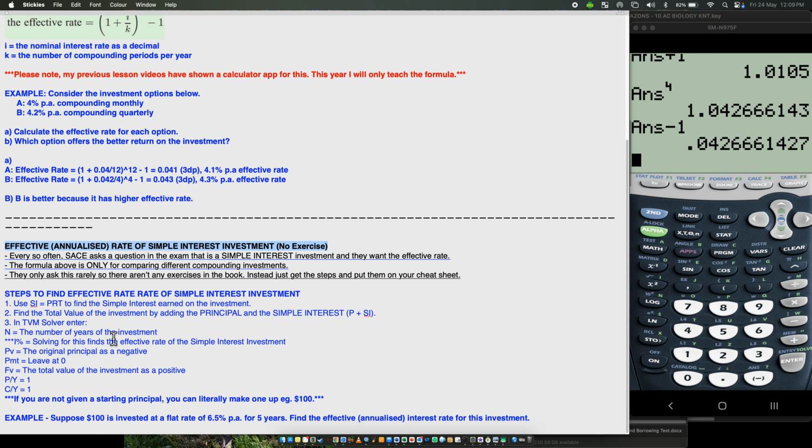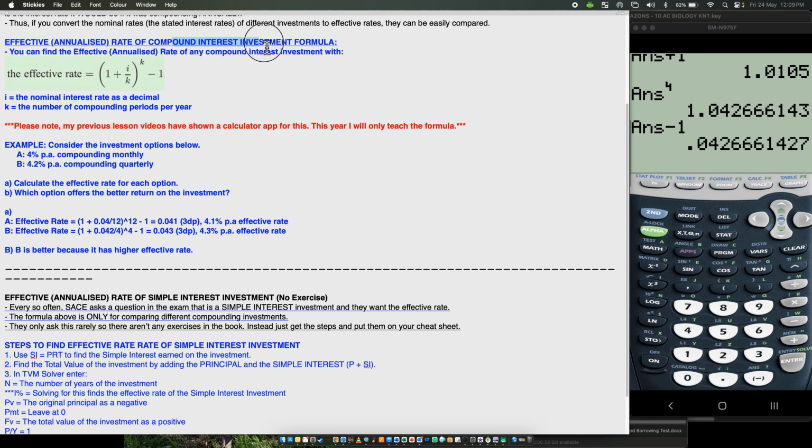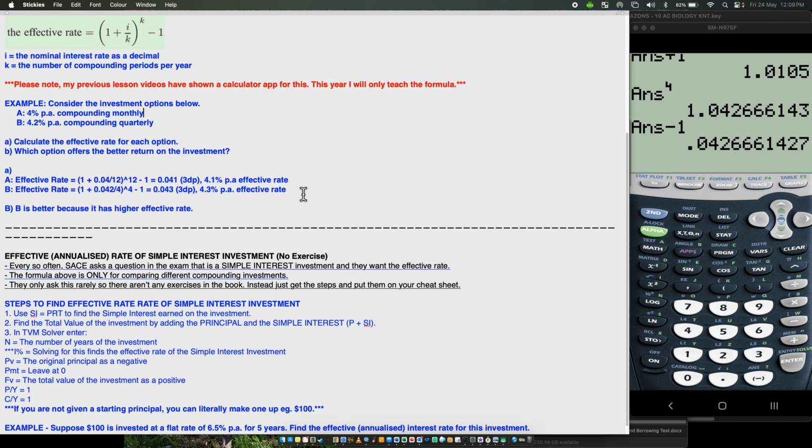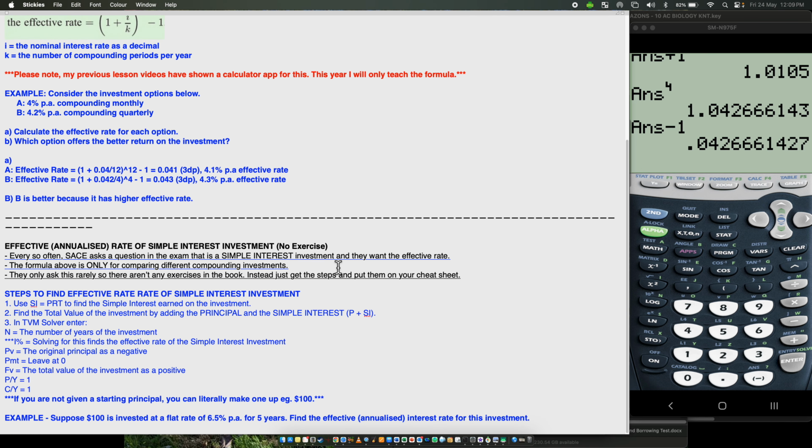Every so often SACE asks a question in the exam that is a simple interest investment and they want to find the effective rate. This formula above is only for compound interest investments. They only ask this rarely, so they didn't dedicate a whole set of exercises for it. So what I will do is I'll provide you a set of steps that works for it. We can do an example. Just chuck that on your cheat sheet. There will be no timeline dedicated to finding the effective rate of a simple interest investment.